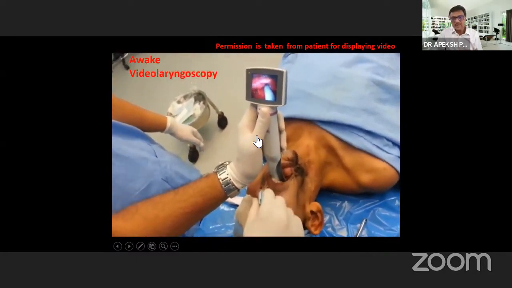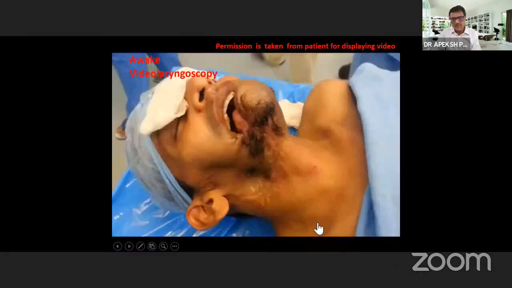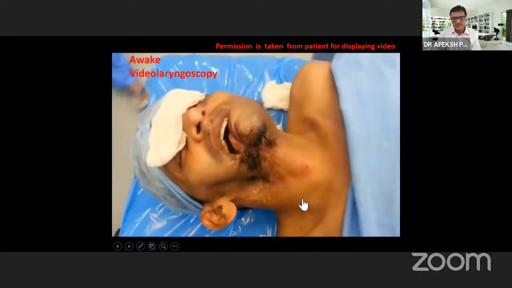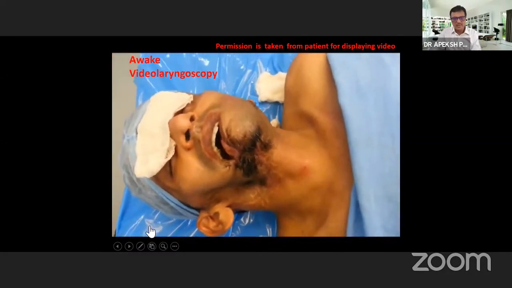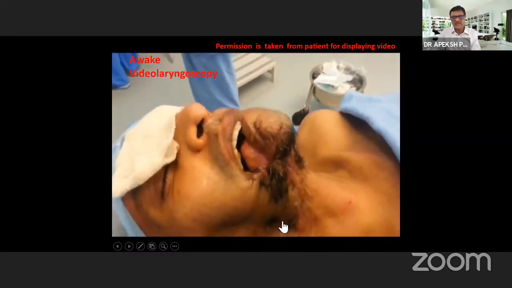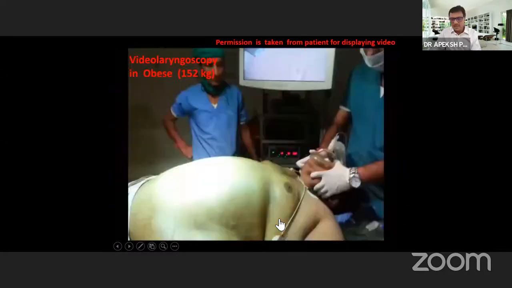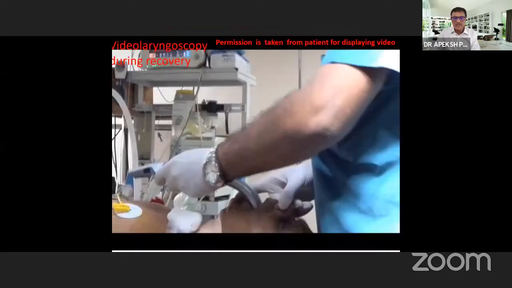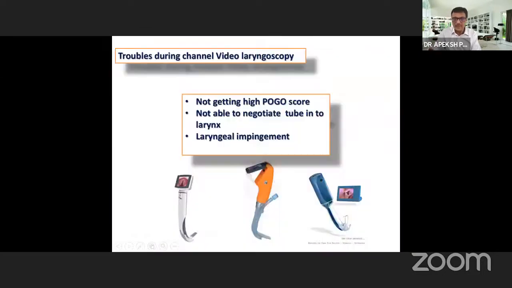So with a hyperangulated blade, it's possible to intubate in the awake state. And you can even intubate in a neutral position also. You can use the video laryngoscope for checking laryngeal movement after thyroid surgery in the awake state with the spray.